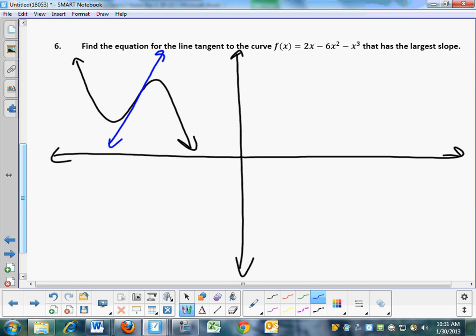Could you ever draw a tangent line that would be more positive than that on this curve? If you try, you're not going to get one. That one's negative. So it looks like that one. So let's just think about what we're doing here. Largest means we're trying to maximize. And in calculus, what word do we use for slope? Derivative. We're trying to maximize the derivative.